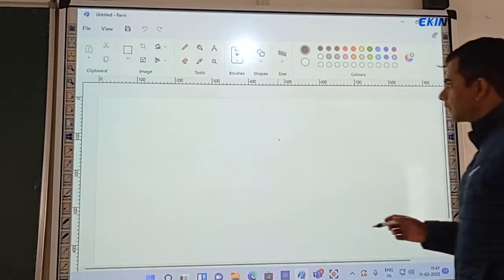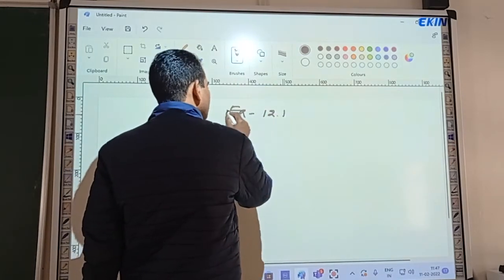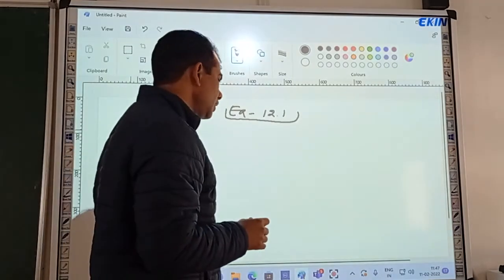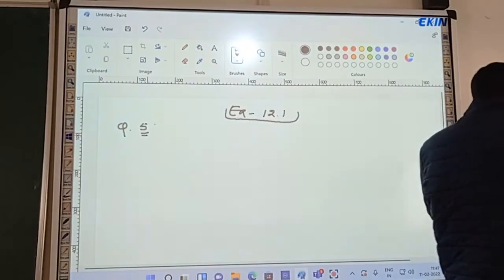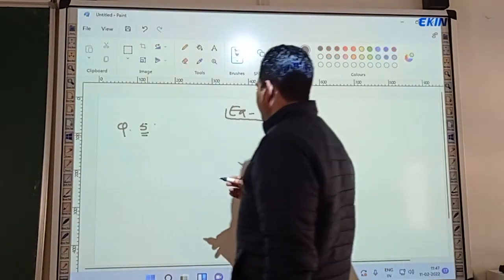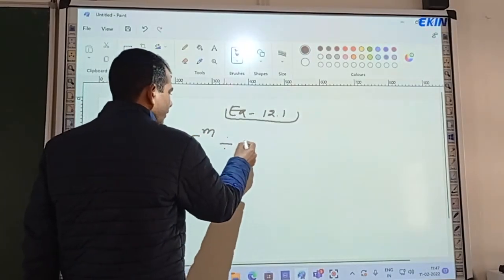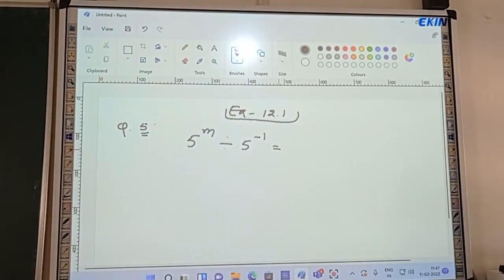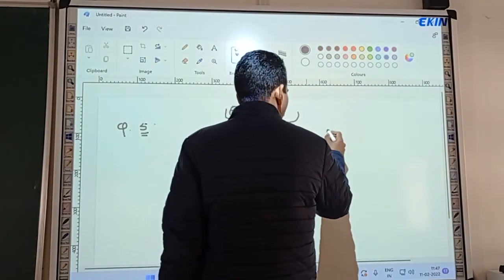Exercise 12.1. Question number 5. Find the value of m for which 5 raised to power m divided by 5 raised to power minus 1 is equal to 5 raised to power 2.